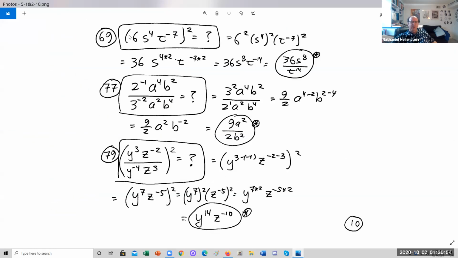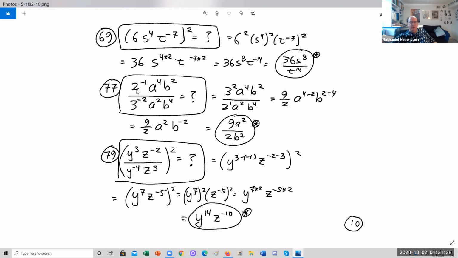All right. 6, s to the fourth, t to the negative 7th, all to the second power. Okay, take this slow and easy. Second power of each of these factors. 6 to the second, s to the fourth to the second, t to the negative 7 to the second. 6 squared is 36. Here we multiply 4 times 2. Here we multiply negative 7 times 2. We get 36, s to the 8th, t to the negative 14. And we write the t to the negative 14 in the denominator and get 36 s to the 8th over t to the 14.